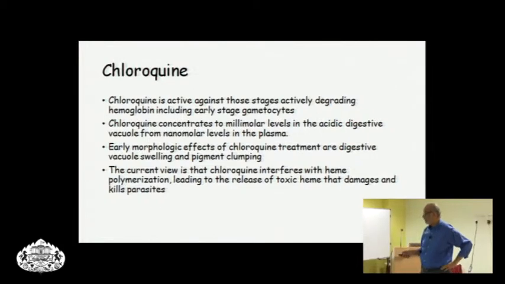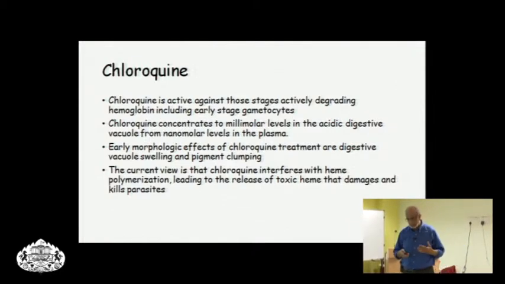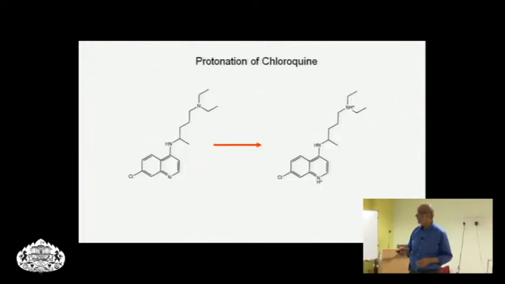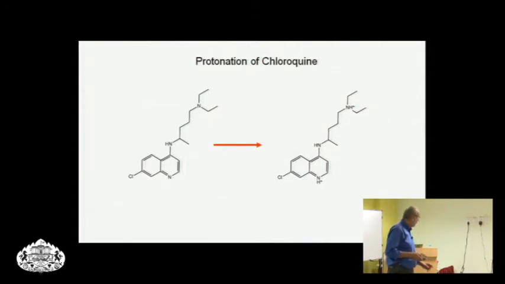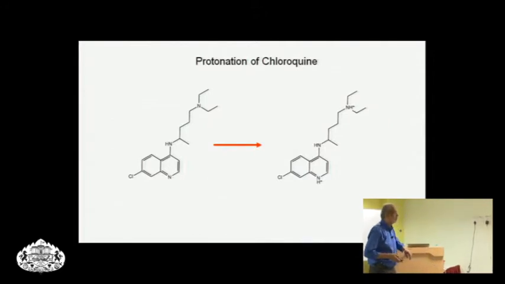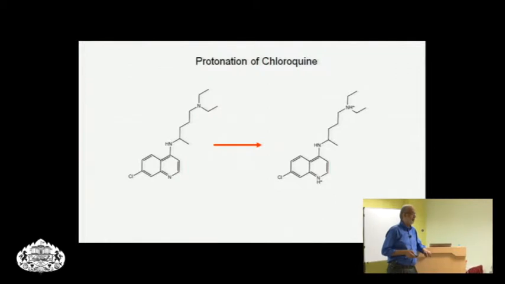And we talked about how it leads to the swelling of the food vacuole and pigment clumping and so on. So it essentially works through this interference with polymerization of hemoglobin. And as I discussed, it's the protonation of this nitrogen and this nitrogen that leads to its accumulation in the food vacuole. But that's common to most of them. They have protonatable nitrogens.